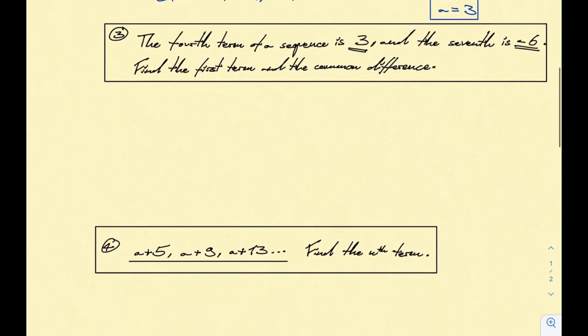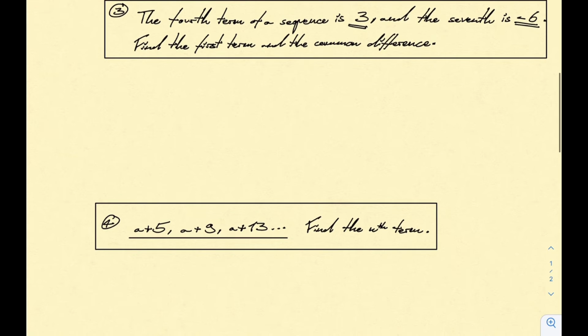So what they ask you is, the fourth term of a sequence is 3. So, okay, we know that u4 will be equal to 3. And the seventh is minus 6. So u7, the seventh term, will be equal to minus 6. So that's fine. But now they ask us to find the first term and the common difference.